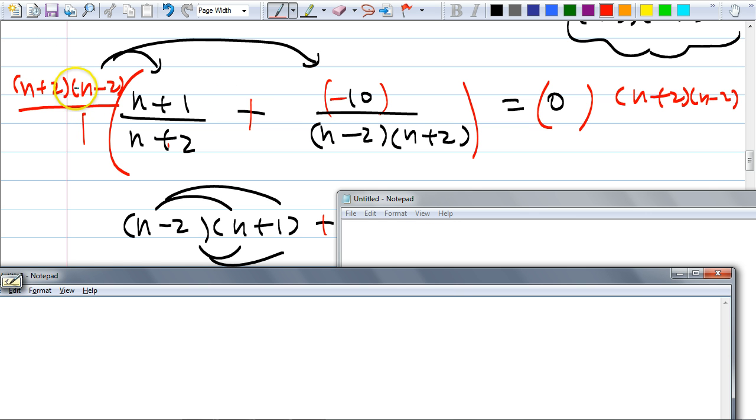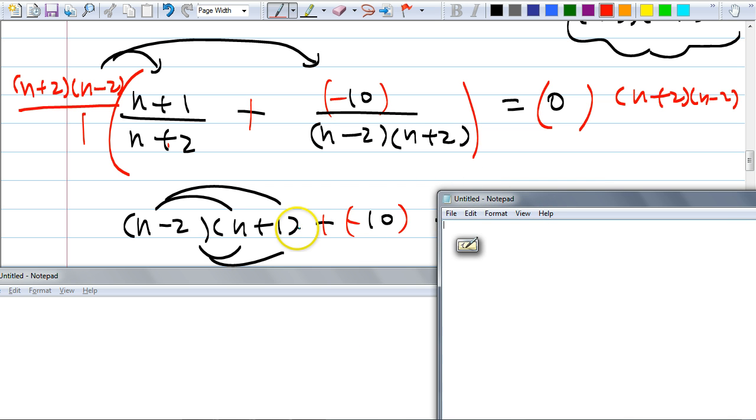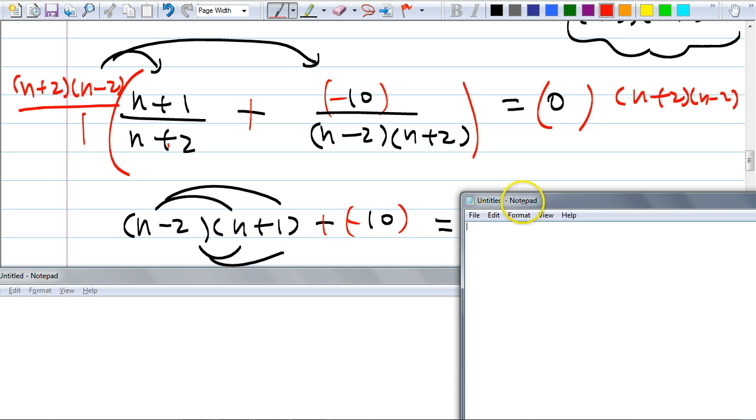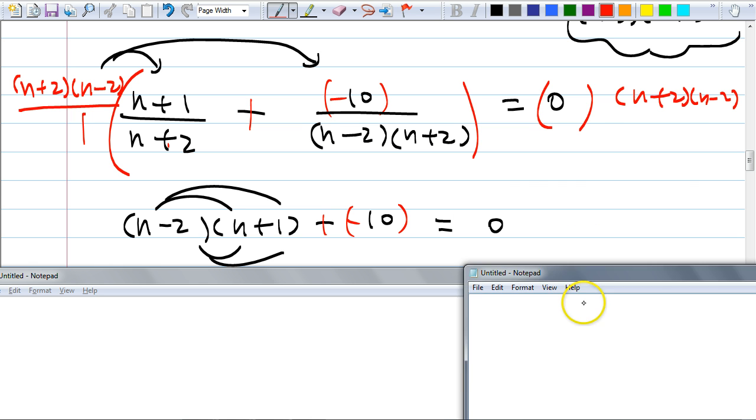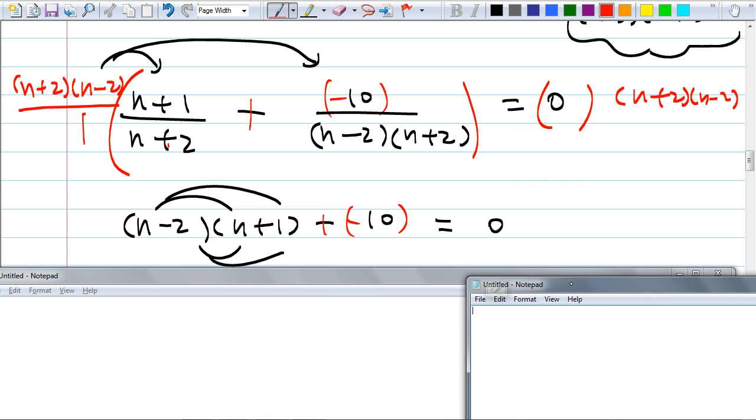Zareth, what would we get? What would you get when you distribute this LCD with the second fraction? You get negative n plus 2 times n minus 2. Yeah, and things cancel out. What do you get when you simplify that? Negative 10. That's all you get, which is plus negative 10, right? Is that okay? All right, and equals to, what's 0 times anything? 0. Just simply. So do you see how simple this is?